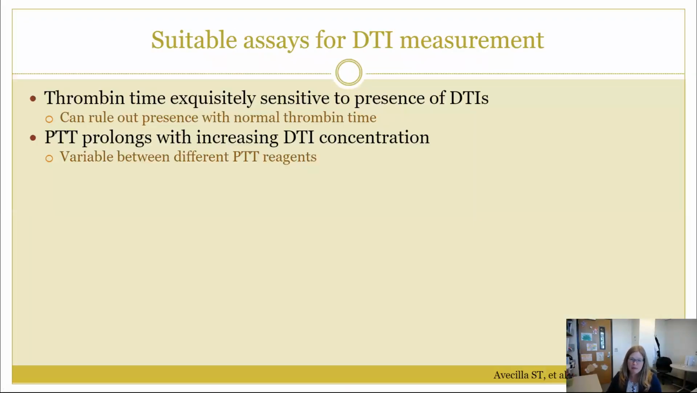Okay, so starting with direct thrombin inhibitors, which are not as commonly prescribed as the direct Xa inhibitors. Among assays suitable for measuring direct thrombin inhibitors, the thrombin time is very sensitive to the presence of a DTI. So if you have a patient where you're concerned about whether they are on dabigatran or not, a normal thrombin time essentially rules out the presence of a direct thrombin inhibitor. The PTT will prolong with increasing direct thrombin inhibitor concentration, but the effectiveness is variable between different PTT reagents.